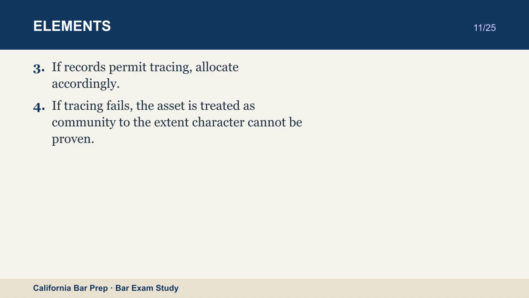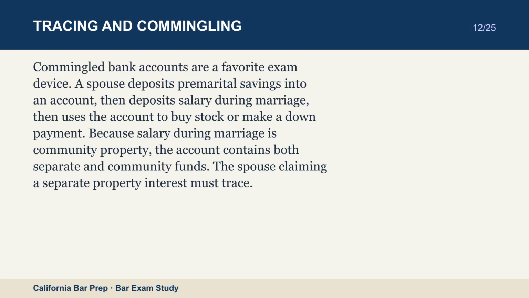Commingled bank accounts are a favorite exam device. A spouse deposits premarital savings into an account, then deposits salary during marriage, then uses the account to buy stock or make a down payment. Because salary during marriage is community property, the account contains both separate and community funds. The spouse claiming a separate property interest must trace.